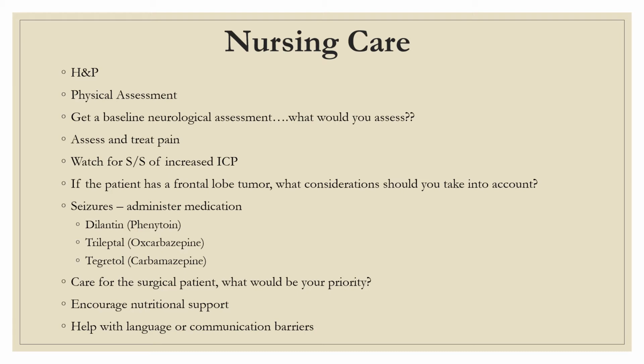Oftentimes, with these types of symptoms, if the patient has impulsive behaviors or they're depressed and withdrawn, it's really disturbing to the family. So a lot of emotional support is needed for the family. The patient and the family may become distant, and they don't know what's going on. So a lot of education is really important, especially for the family.